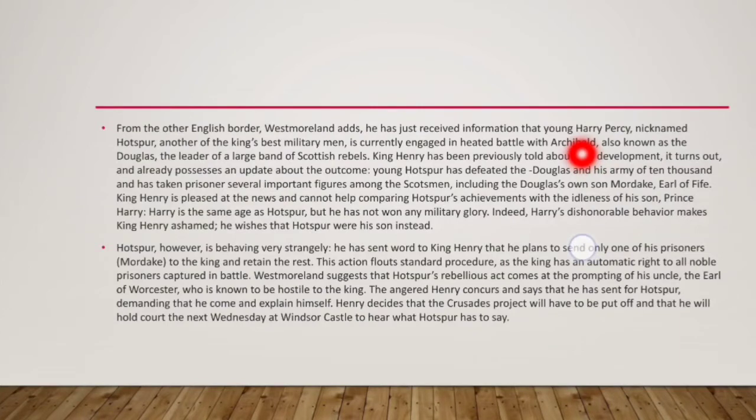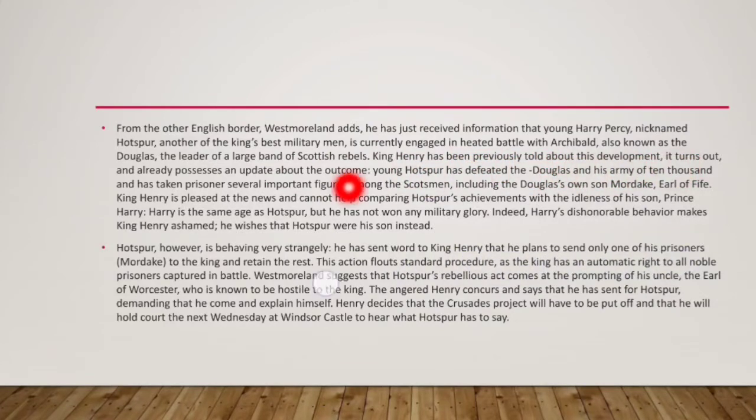Now Henry Percy, or Harry Percy, or Hotspur Percy, is one of the king's best military men, and he is currently engaged in a battle with Archibald, who is also known as Douglas. And Douglas is the leader of the Scottish rebels. Now, who was the leader of the Welsh rebels? Glendower. And who was the leader of the Scottish rebels? Douglas. King Henry has been previously told about this development.